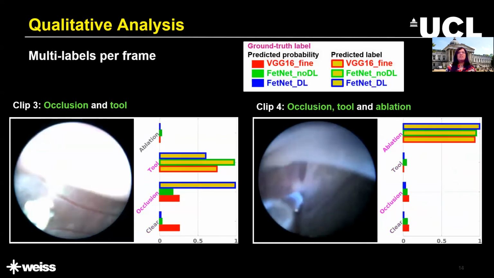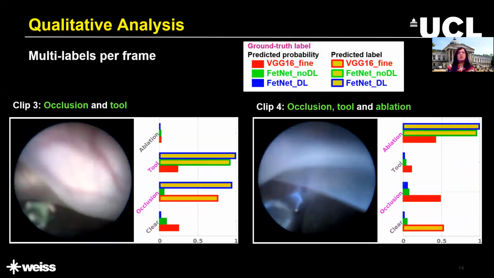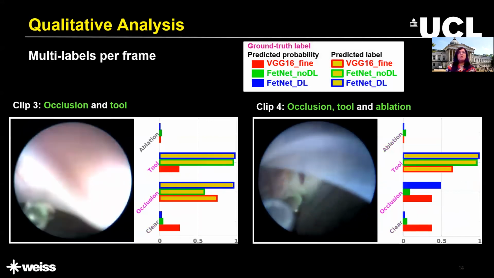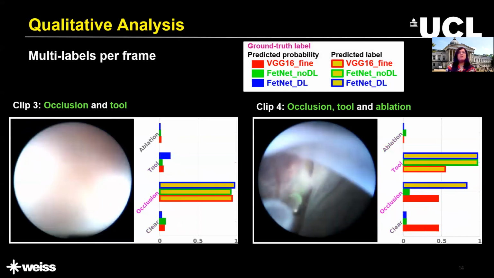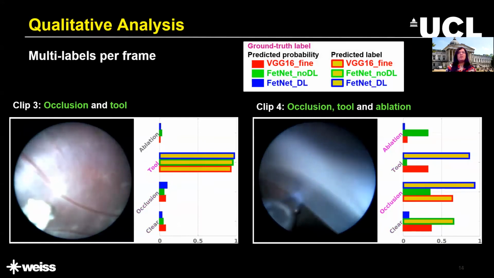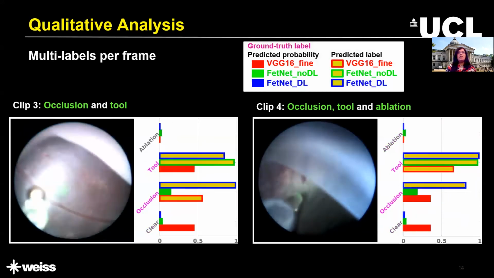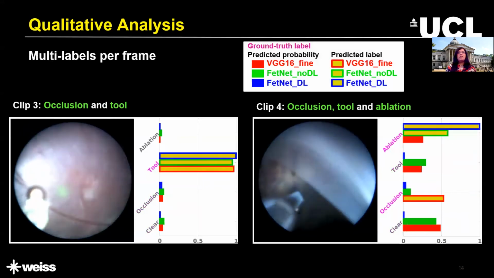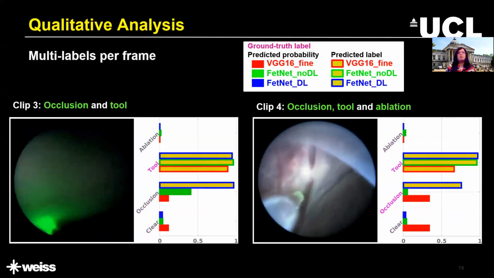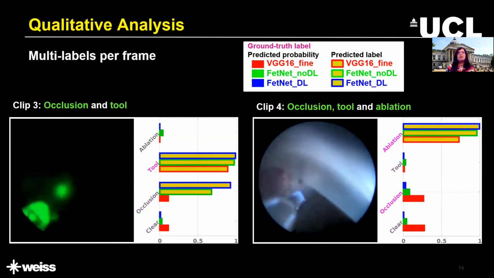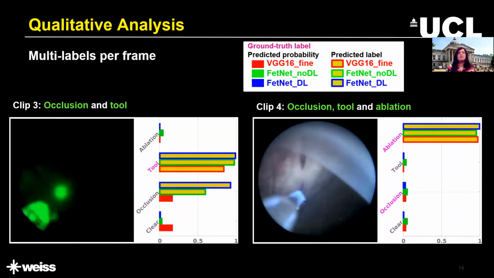This slide shows examples of multiple labels per frame, where on the left we can see occlusion and tool categories coexisting, and on the right we can see occlusion coexisting with tool or ablation. Again, from these histograms, we can observe that our proposed FetNet with differential learning outperforms the existing methods.